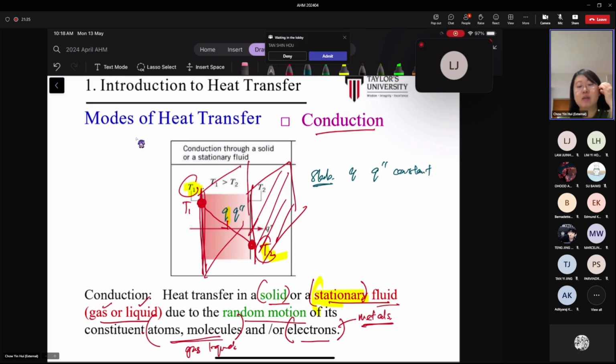So this applies to slab only. But if it's a cylinder, then it will be different, right? Your rate of heat transfer will be constant, but the heat flux will be different for a cylinder and a sphere, because heat is transferring through a varying cross-sectional area. Okay, so we'll come back to this again later.